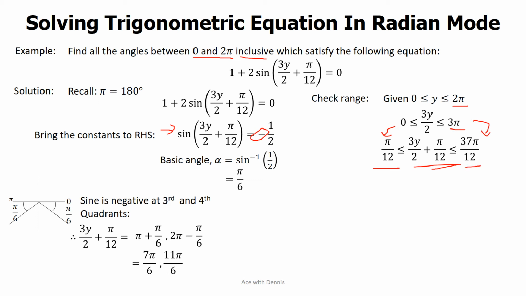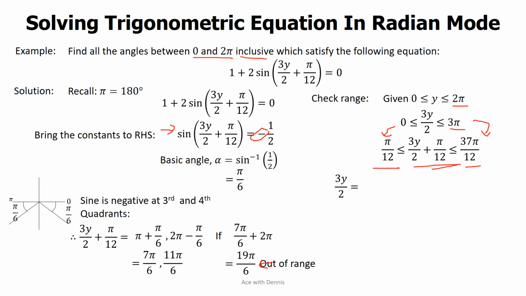Okay, so now we can actually try to consider the answer here, right? For the 7 pi over 6, we turn one more cycle, right? We add 2 pi, see what will happen. We get 19 pi over 6. Okay, so this is out of the range of 37 pi over 12, so we will reject this answer.